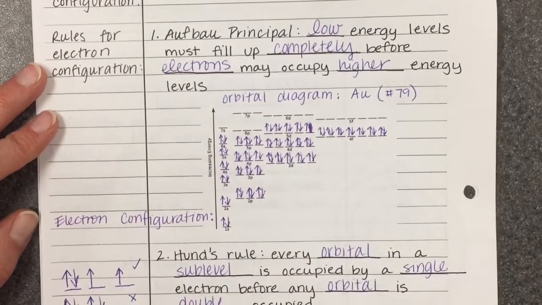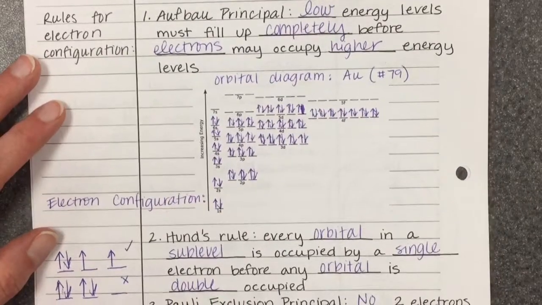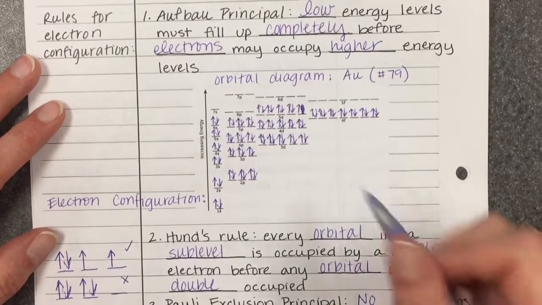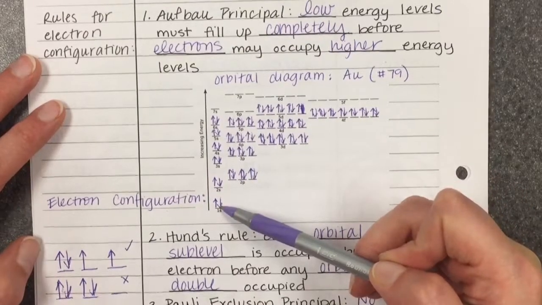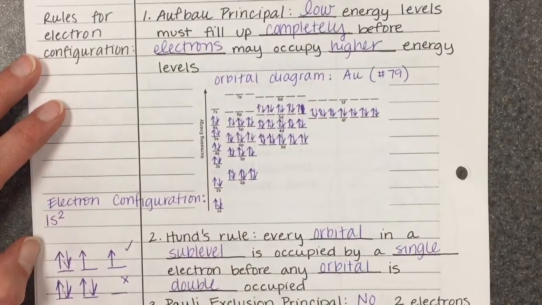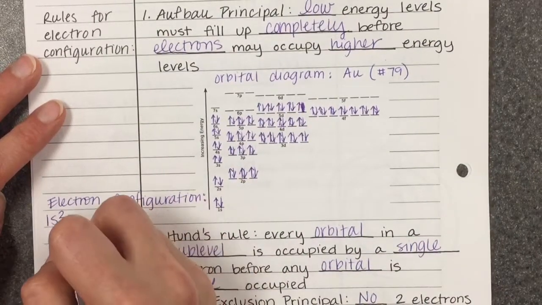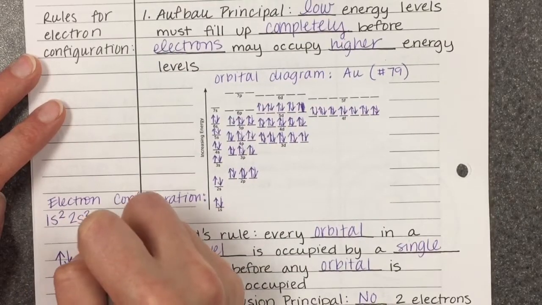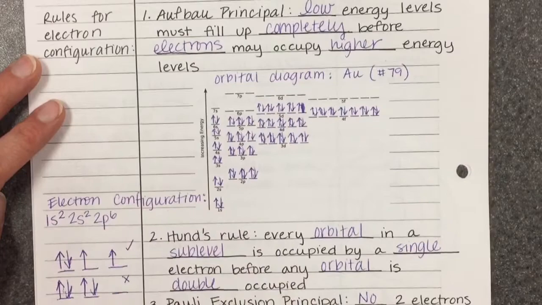So what we can do is we can just write out what levels filled up in what order with how many electrons. And I'm going to start the same way I did with the arrows. I'm going to start at the bottom. So we filled up the 1s sublevel with 2 electrons. Then we filled up the 2s sublevel with 2 electrons. And then the 2p sublevel with 6.